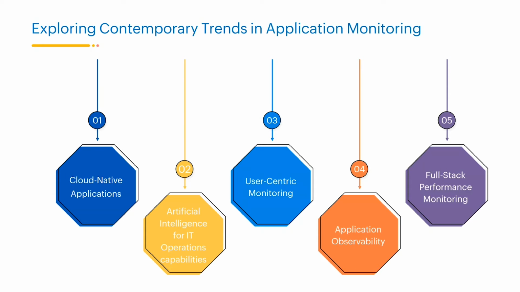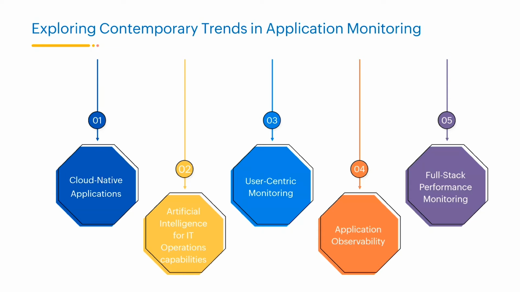The goal of full stack performance monitoring is to identify and address performance issues across the entire application stack, from the front-end user interface to the back-end infrastructure. This can be achieved by monitoring the various layers of the stack, including the application code, server response times, and database queries, and by collecting real-time data on performance metrics like response time and error rates.